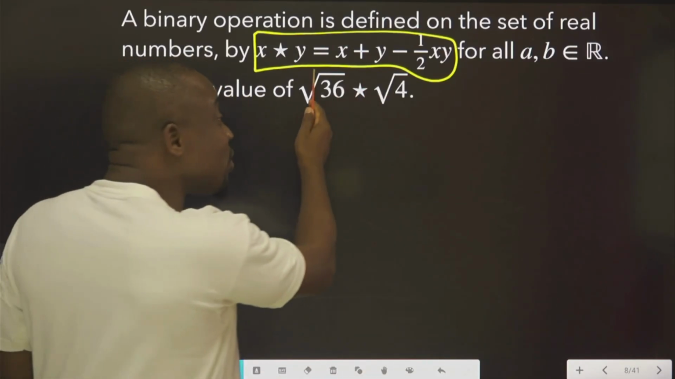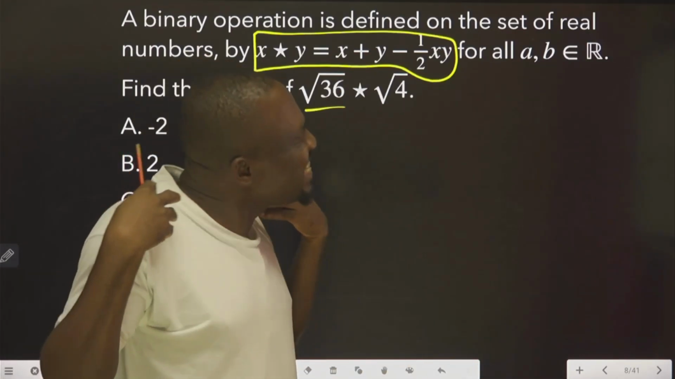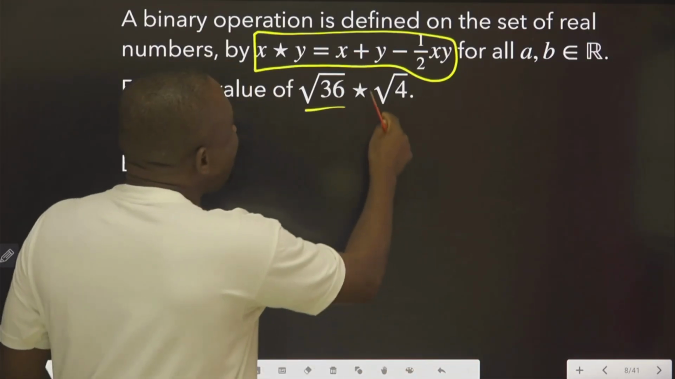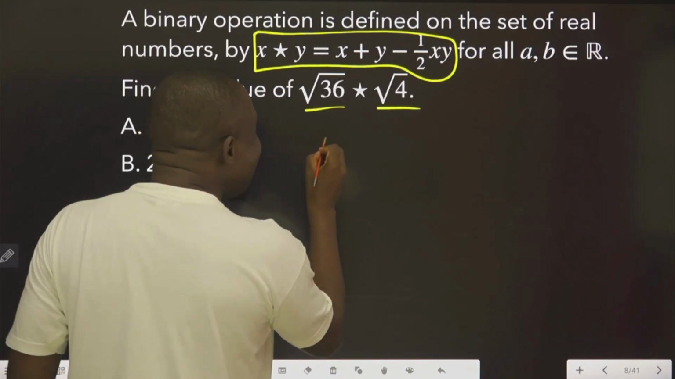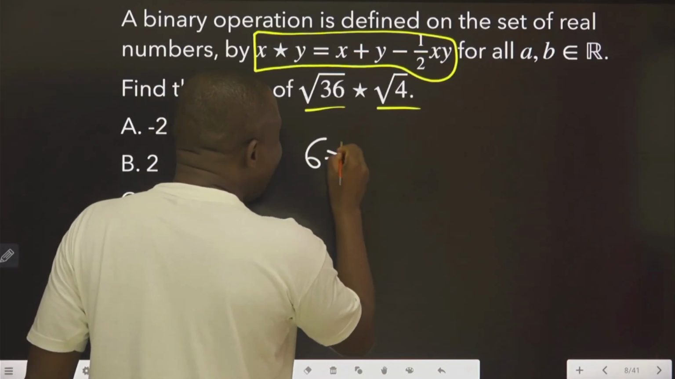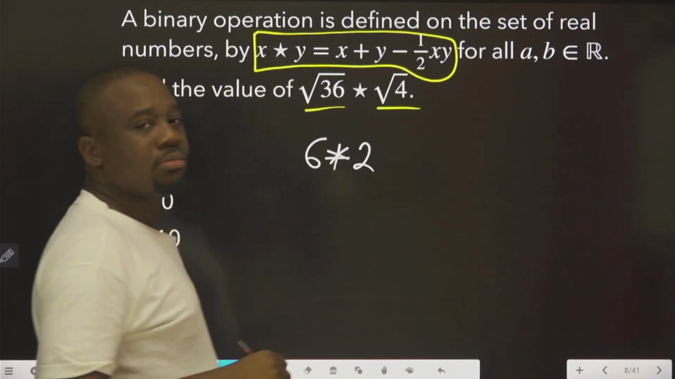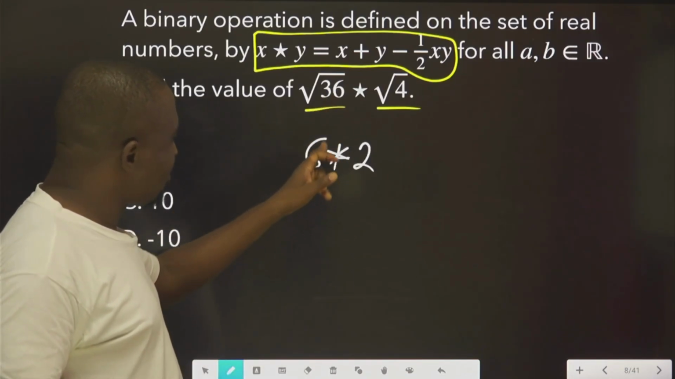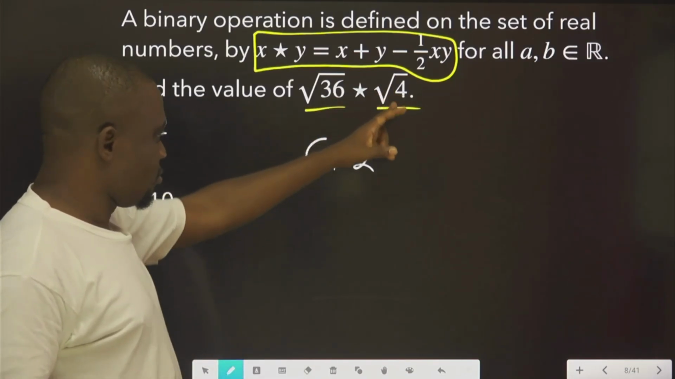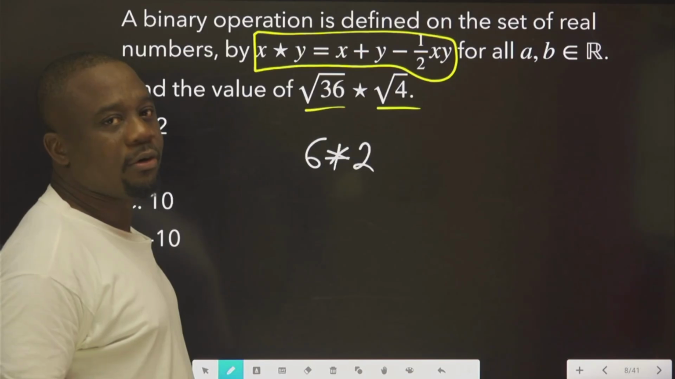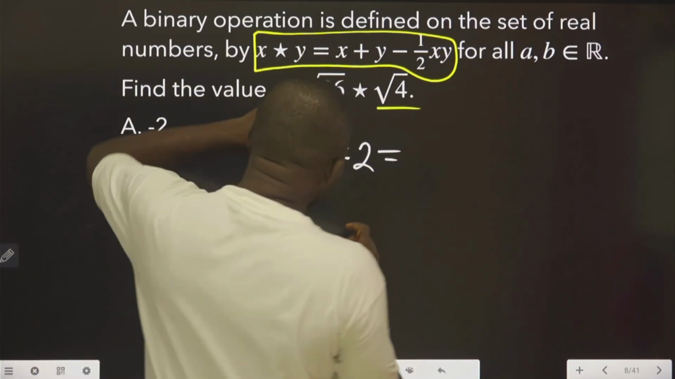This is easy. That is to say, 6 come together with 2. That is it. Because this is square root of 36, square root of 4. Now we come here now. This is now our X.